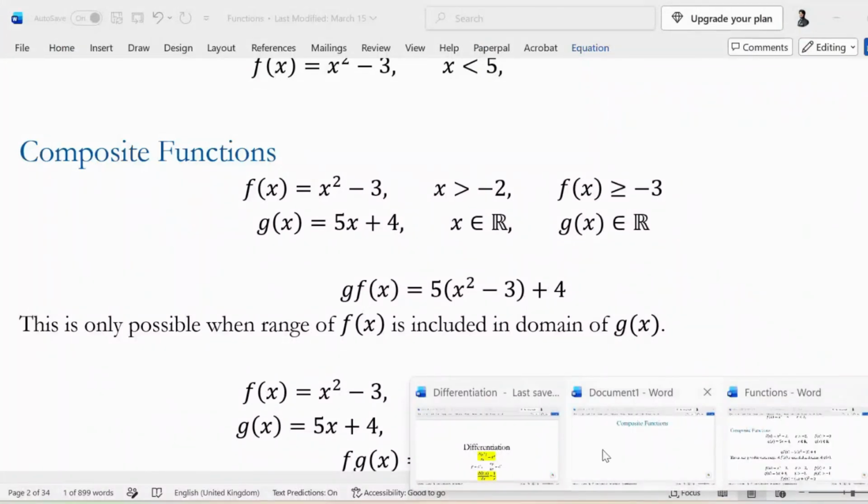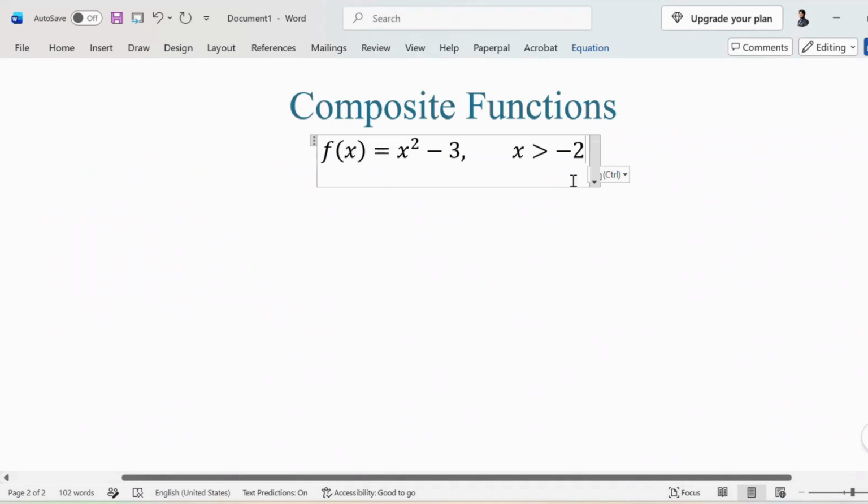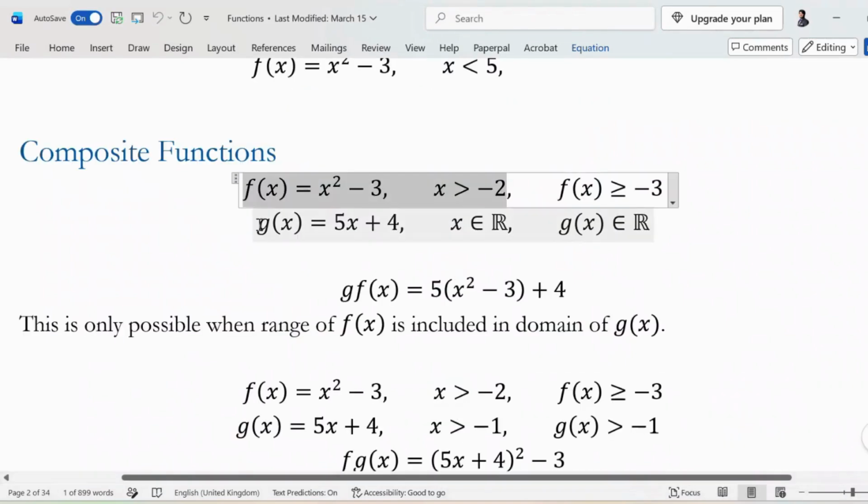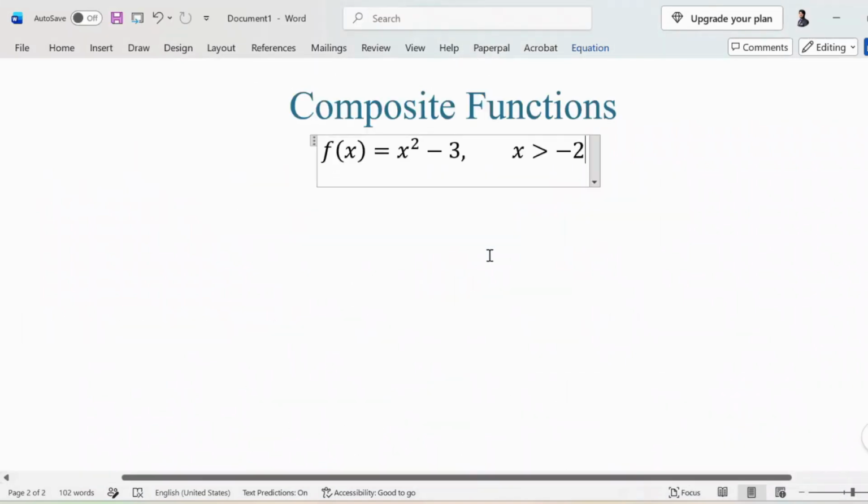Let's do composite functions. I've written a function here with a particular domain. The first thing I want you to do is tell me the range for this function. Again, make a sketch. It will be a happy face and the turning point will be 0, -3. And the domain that I've given you is x is greater than -2.